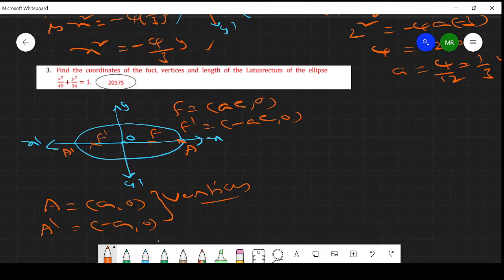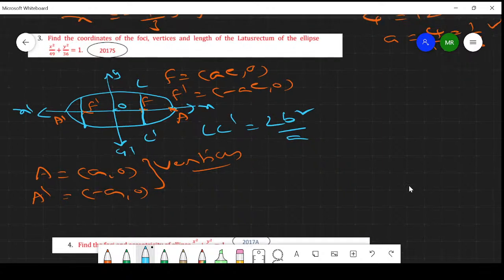If we draw the vertical line passing through the focus, L dash, this is called the length of the latus rectum. I can draw it passing through this focus also. The length of L dash, the latus rectum, is 2b square by A. You remember, L dash means length of the latus rectum. Even in the ellipse also, I told the same thing in parabolas.